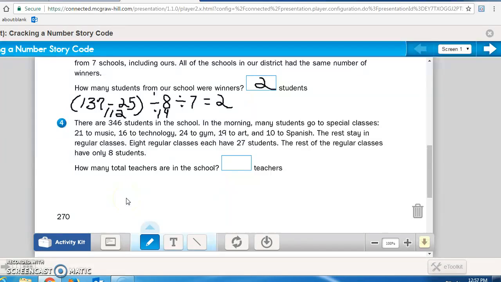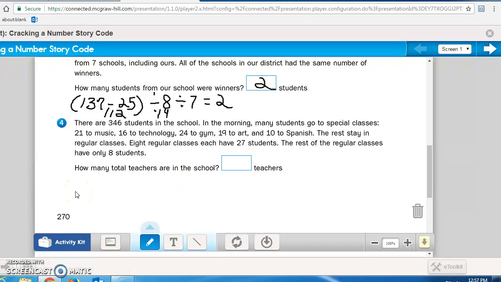The last problem I'm going to help you with on this page, and then you are going to do Math Journal page 271 as an assessment check-in, is number 4. And it asks, there are 346 students in the school. In the morning, many students go to special classes: 21 to music, 16 to technology, 24 to gym, 19 to art, and 10 to Spanish. The rest stay in the regular classes. 8 regular classes each have 27 students. The rest of the regular classes have only 8 students. How many total teachers are in the school?